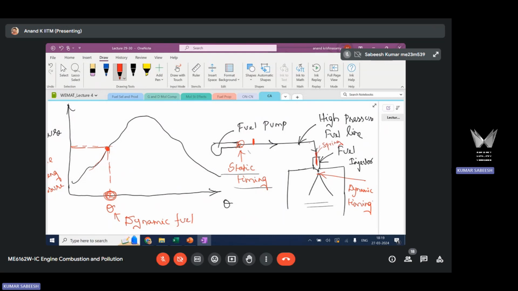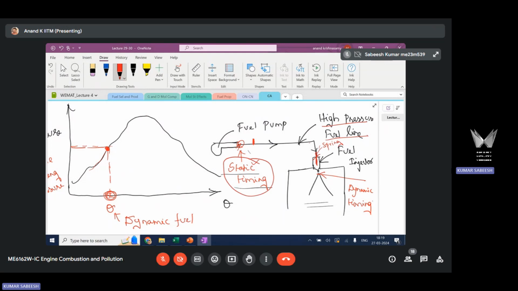Because of this, you have two timings, as I think I have already discussed. One is static timing, that is the time at which the pump opens and delivers fuel into the line. This is a high pressure line we are talking about, and it connects the pump and the injector. Static timing is the start of delivery of high pressure, pressurized fuel into the line.